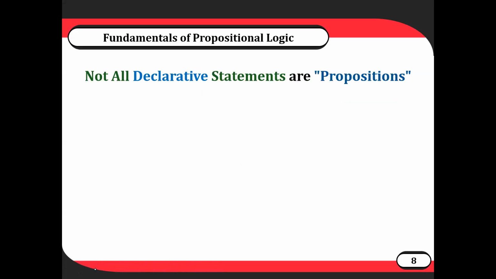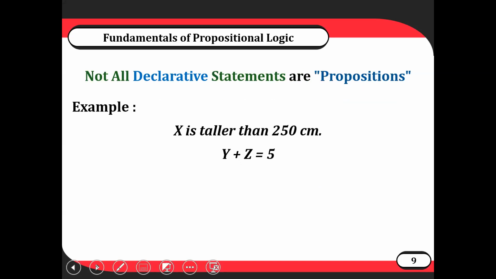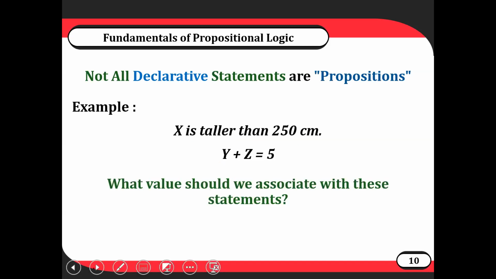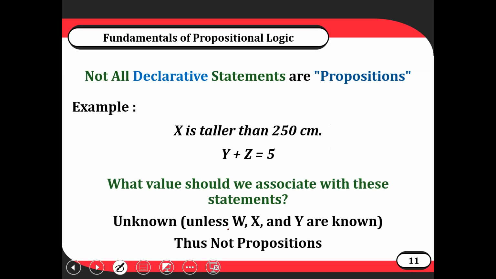But not all declarative statements are propositions. For example, if we say x is taller than 250 centimeters, or y plus z equals 5. The problem with these statements is that we don't have values for x, y, and z. We're saying there's something there, but it could take on a range of values. So we cannot really say at this time with this much information whether these are true or false. We don't know, unless we happen to know the values of x, y, and z. Thus, these are not propositions.